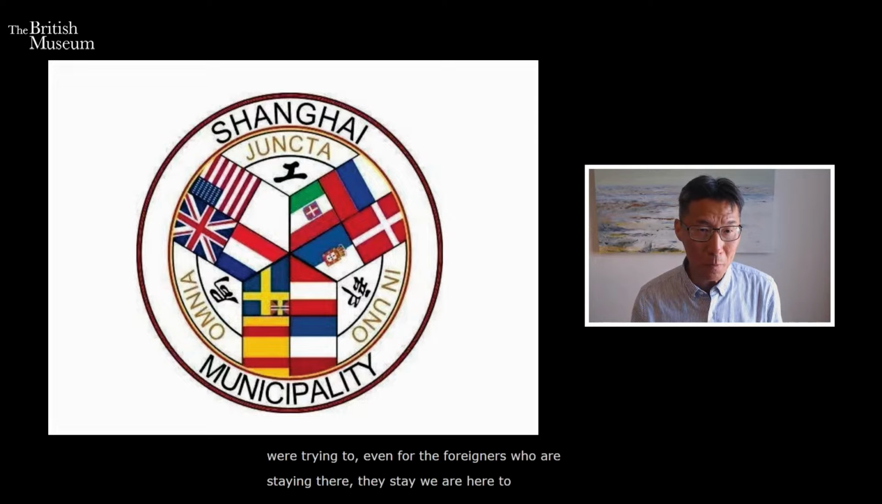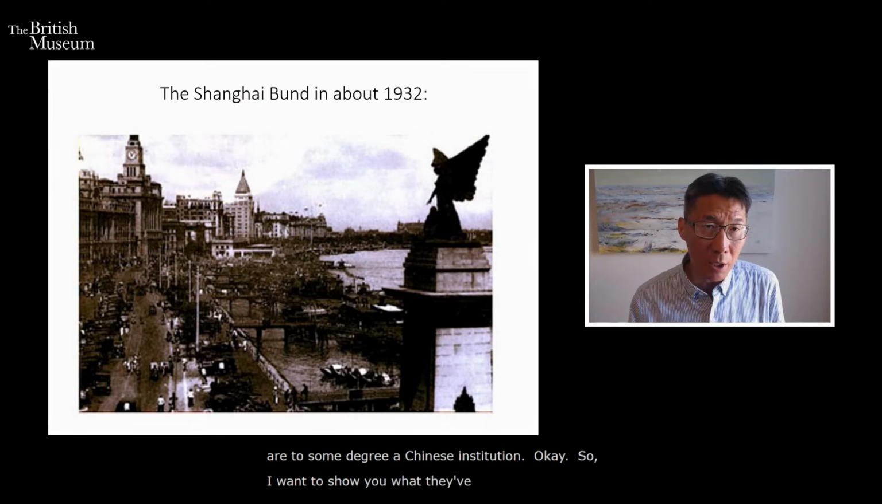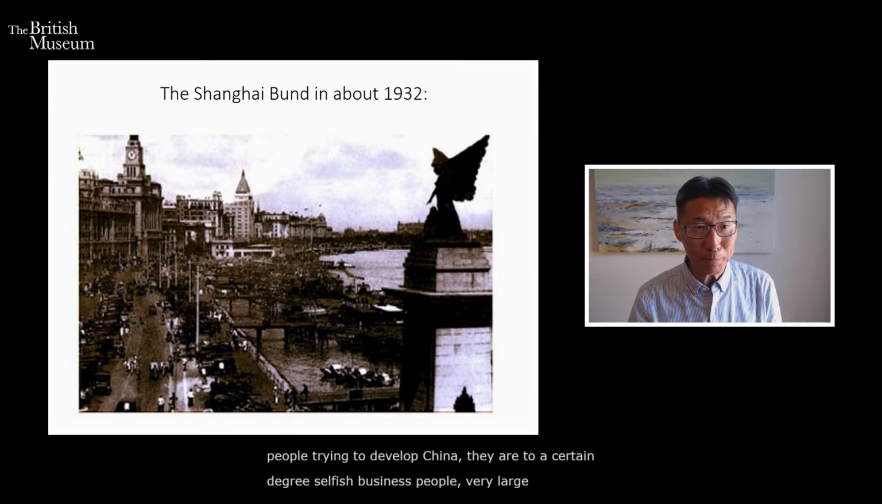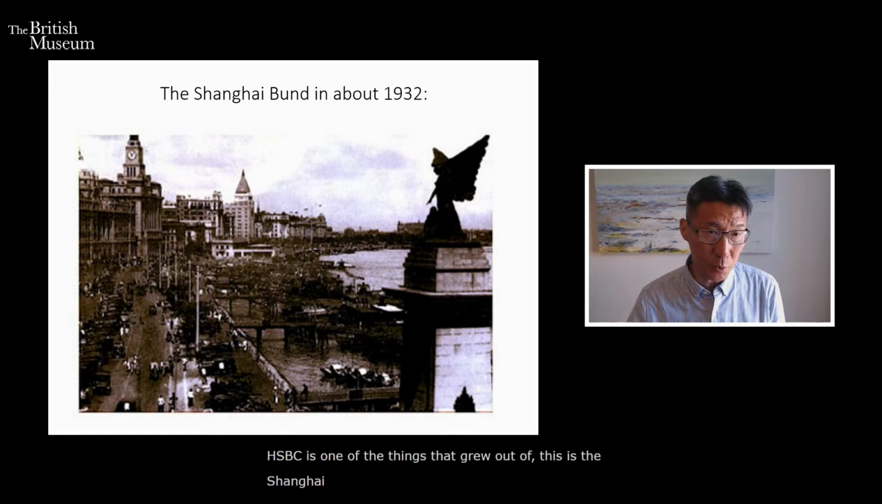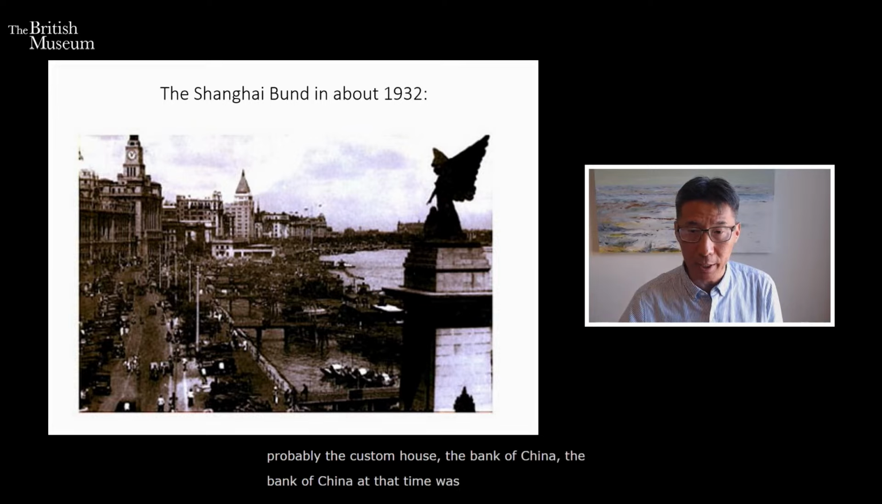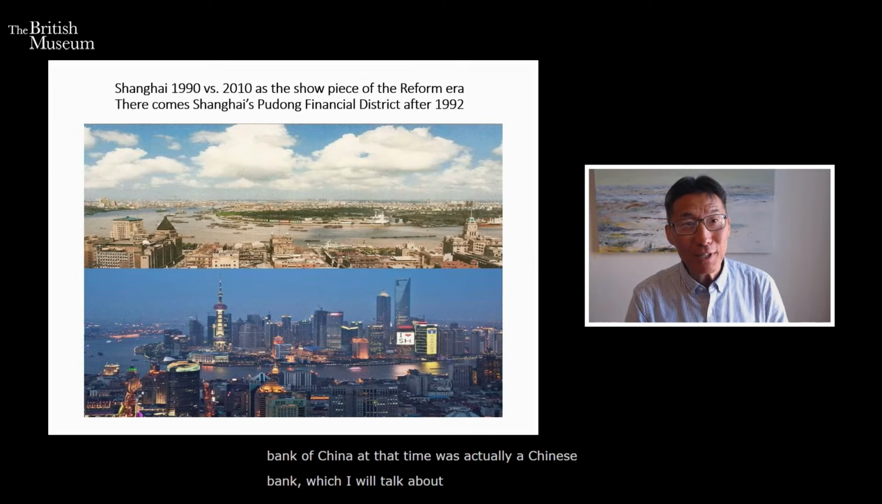Okay. So I want to show you what they've done. And it's all unintended consequences. These are not people trying to develop China. They are, to some degree, selfish business people, very large businesses. You know, HSBC is one of the things that grew out of it. This is the Shanghai Bund that came out of it. That was Shanghai's real financial district, okay? And you could see that's probably the custom house, the Bank of China. Bank of China at that time was actually a Chinese bank, which I will talk about a little bit later on, okay? Now, I want to show you the impact of this Shanghai to a certain degree.